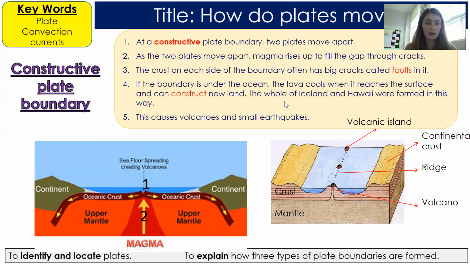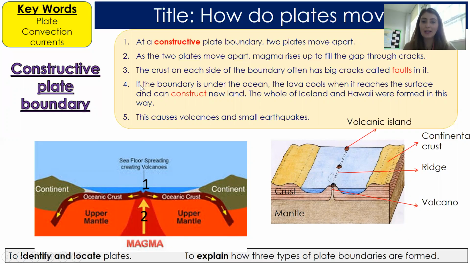So if we look at the image down here, I've labelled it. Number 1 is where the 2 plates, the oceanic crusts, are moving away from each other. And then because there's a gap in the middle, magma gets pushed up to form a filler to that crack.